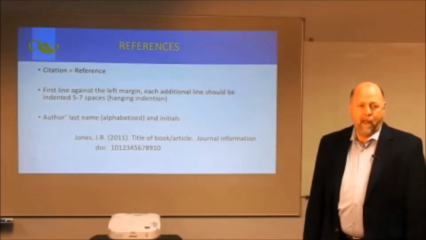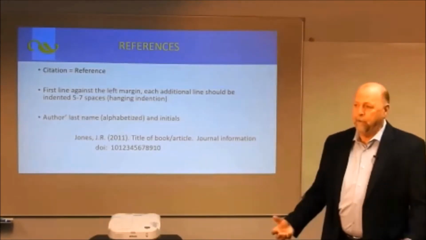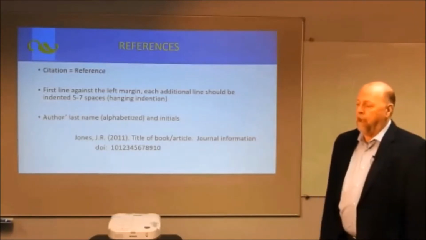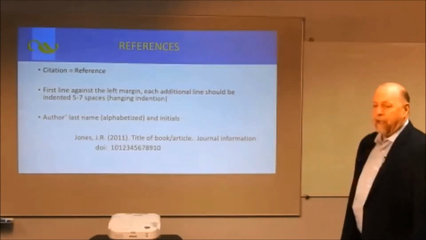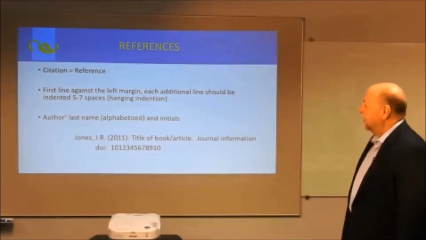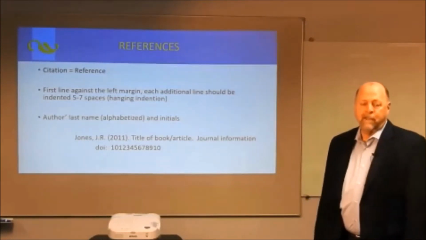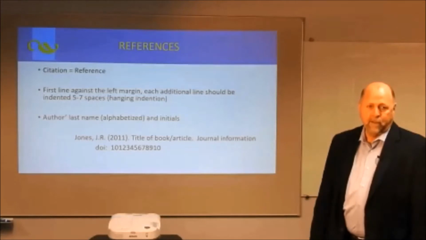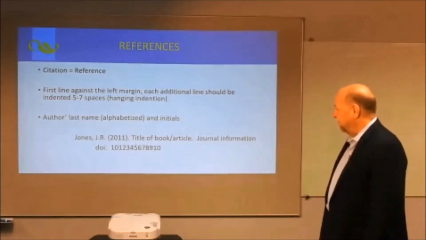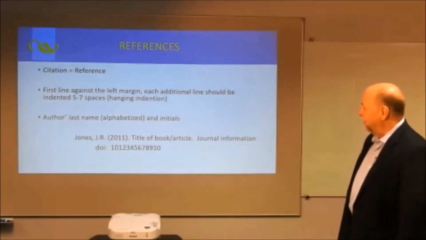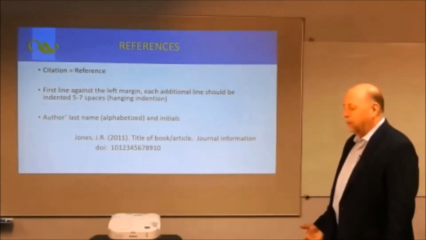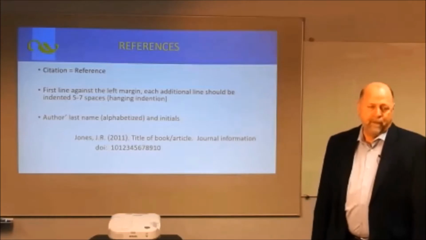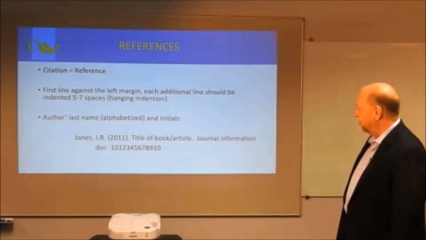The second line, third line, fourth line, even if you use 10 lines, every one of those lines is going to be indented 5 to 7 spaces. It's called a hanging indentation. Now, you want to begin with the author's last name and alphabetize your references. That's followed by the author's initials, the year of publication, the title of the book or article, and then the journal title, if you did use a journal.